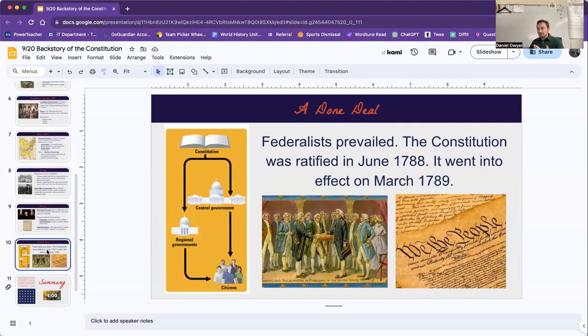They had that great compromise where the Constitution is ratified. The national government moves their capital to Washington, D.C. So the Federalists prevail, and the Constitution is ratified in June 1788 and goes into effect in March of 1789, when George Washington becomes the first president.